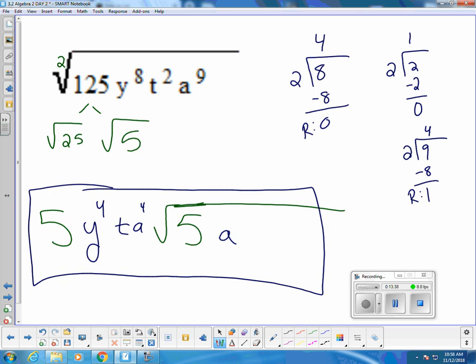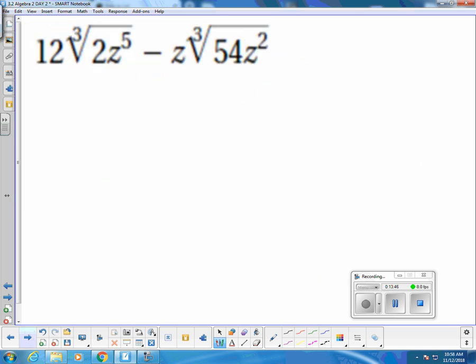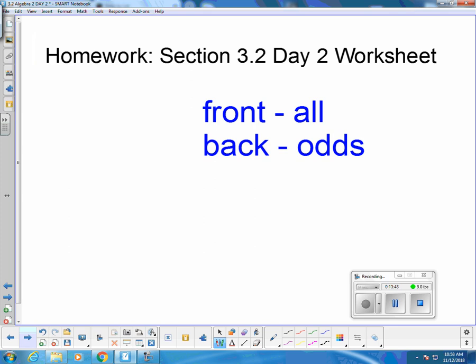Who graduated though? Let's see how our class did. Pretty good, pretty good. All right, so your homework, I'm going to pass it out. And if you're at home right now, it is on Polaris in the worksheet folder. The front, do all of them, and the back, just the odds.